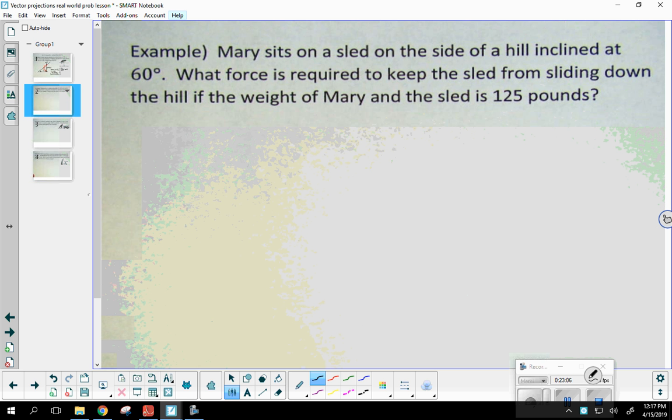Are you ever going to give us two objects? Oh, no. Like in this case, you got Mary sitting on a sled, which is on a hill. So all we're looking at is their combined weight.